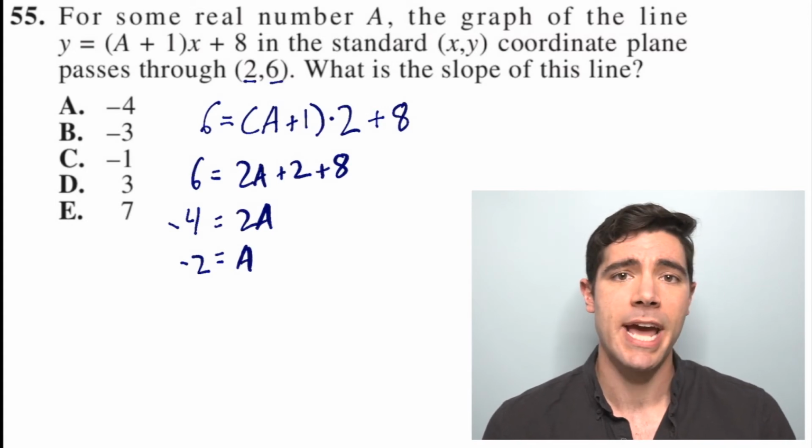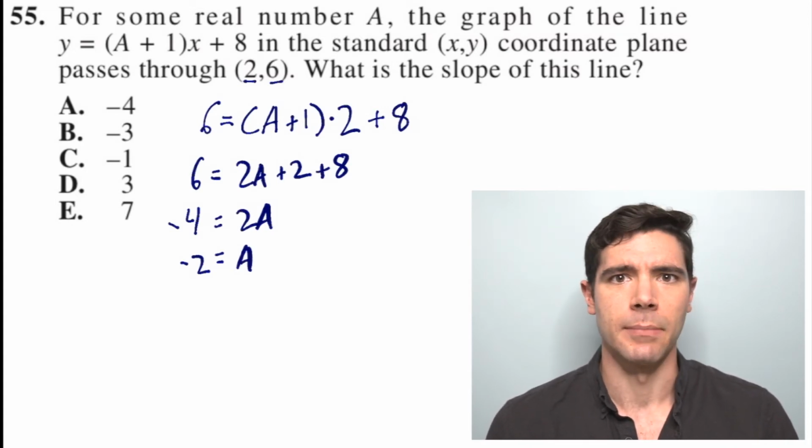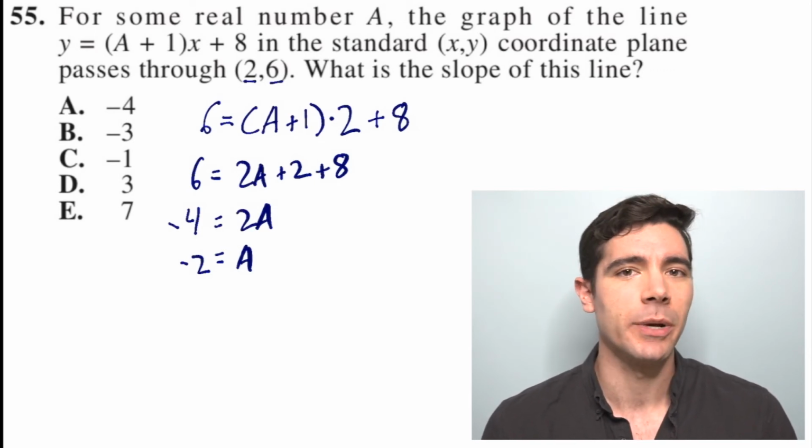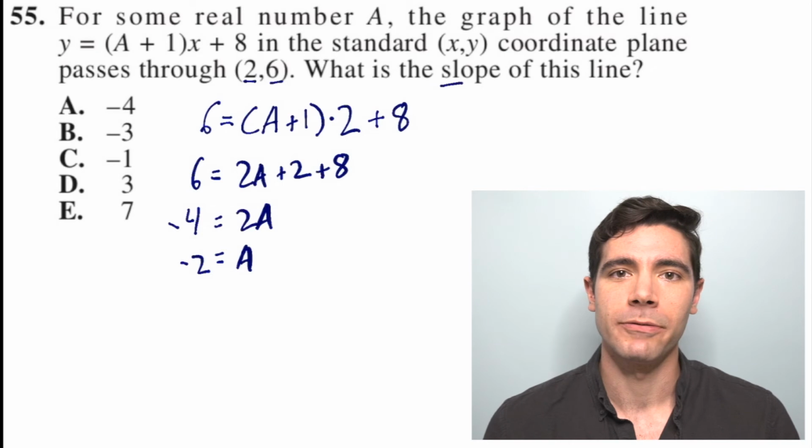Oh man, but negative 2 is not an option. Good, I'm glad, because it would be wrong. That's not what the question was asking us. They didn't want to know what a was. They wanted to know what the slope of the line was.